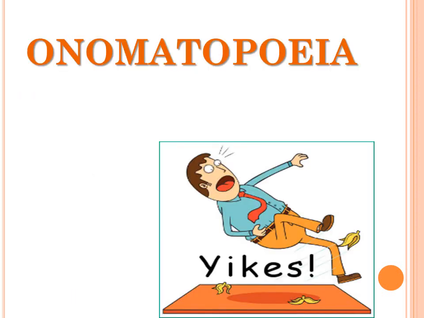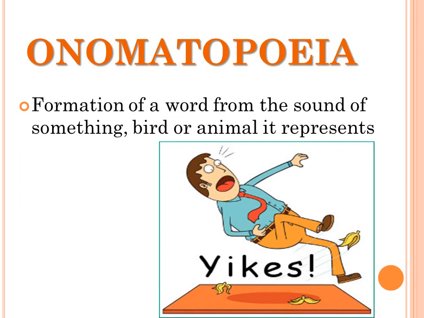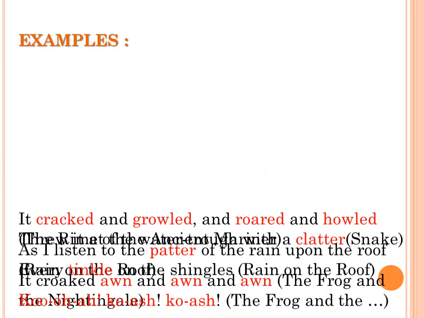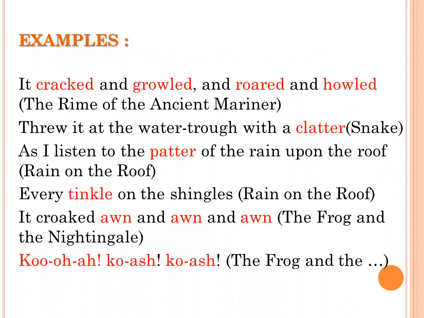Next we have onomatopoeia, and this is the formation of a sound of something which is presented by any word, and that something can be any bird or animal or anything. This is basically about using sound words to create realistic effect. Let's see the examples. It cracked and growled, roared and howled.